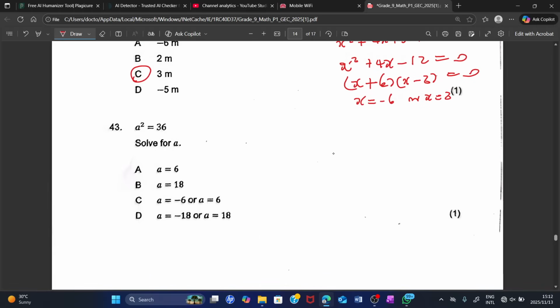Okay, so now the next one, solve. Here you introduce a square root. So it will be A is equal to plus or minus square root of 36, which is plus or minus 6. So the answer is C.